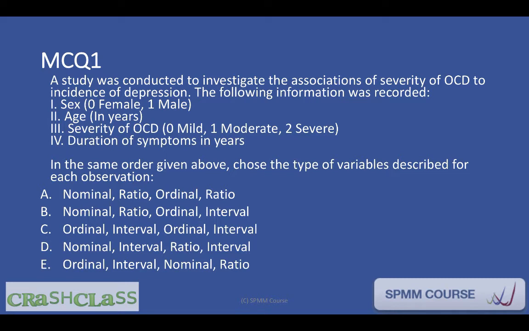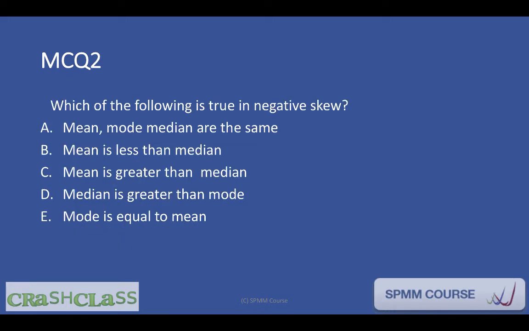So this is about types of data collected. Nominal, ratio, ordinal ratio. Is sex nominal? Yes, it is. Is age ratio? Yes, it is. Severity of OCD, is it ordinal? Yes, it is. Duration of symptoms in years, is it ratio? Oh yes, it has a unit, so it is ratio. So the answer should be nominal, ratio, ordinal ratio. Choice 1.